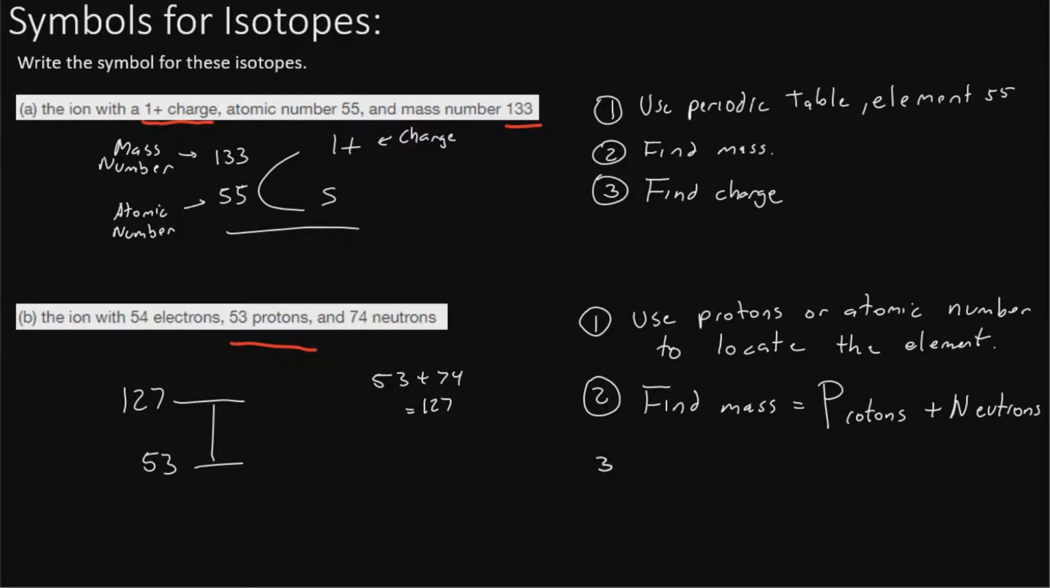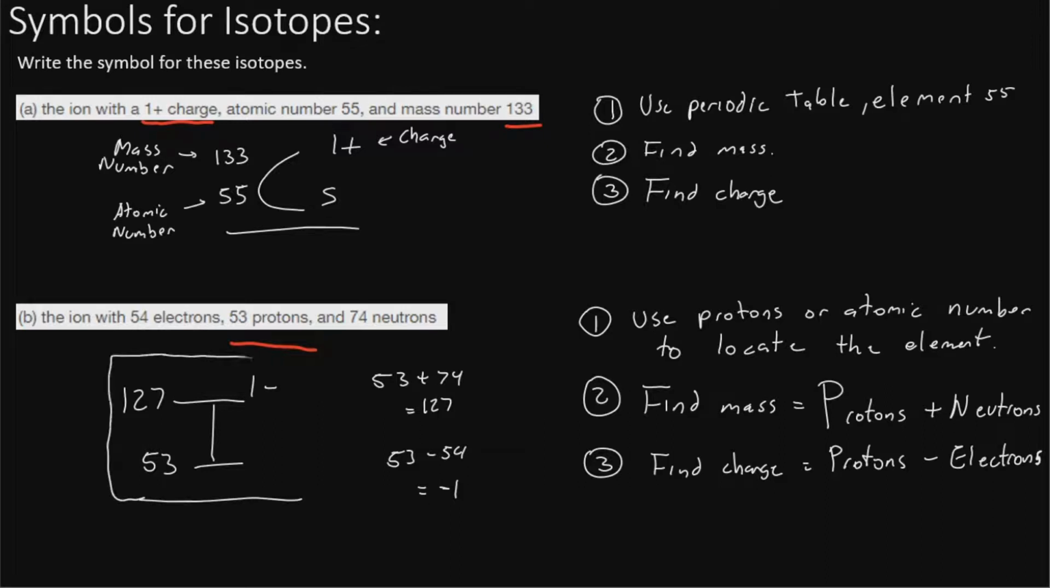Step 3, let's find the charge. To calculate the charge, we take our protons minus our electrons. Now we have 53 protons, and we subtract 54 electrons. Protons will be positive, and electrons will be negative. Together, this makes -1. We place this in the upper right section where the charge goes. We can either say minus, or we can also say 1 minus. Either one is fine. This is the completed symbol for iodine 1 minus.